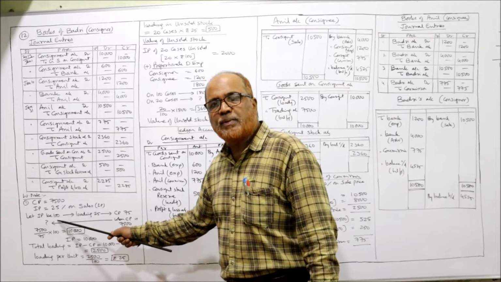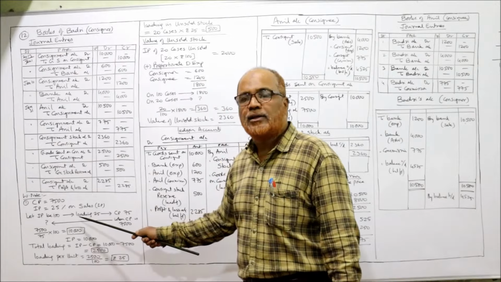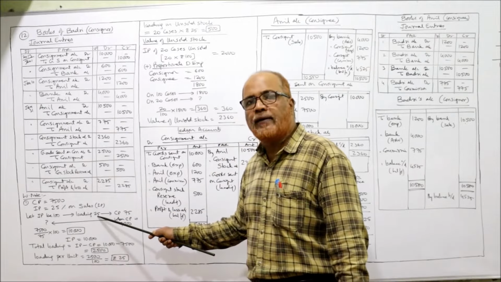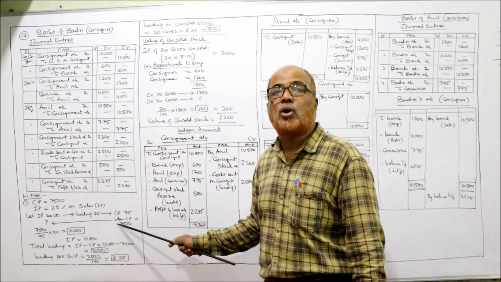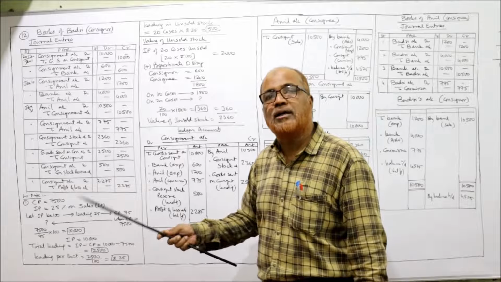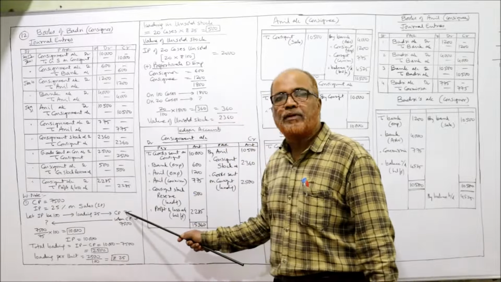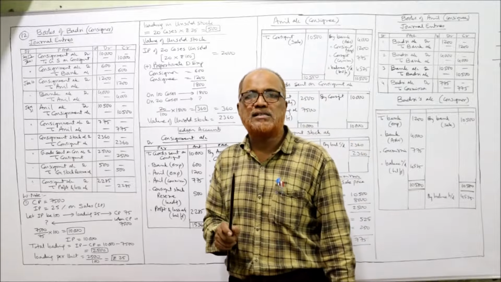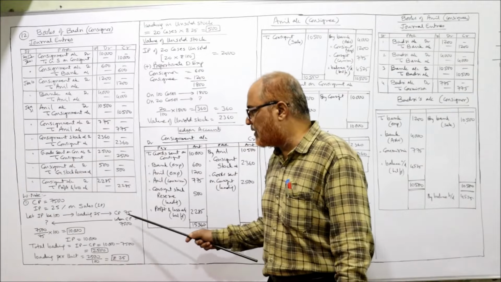If the invoice price is 100, 25% is the loading. So 25% of 100 is 25. 25 is the loading. Invoice price minus loading, you will get the cost price. So 100 minus 25 is 75. We got the equation. What is it? If invoice price is 100, loading is 25, cost price is 75.